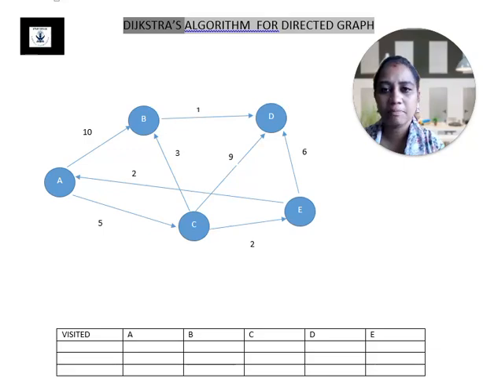Hello everyone, welcome back. Today we are going to discuss Dijkstra's algorithm. We are finding it for a directed graph here. This algorithm is basically used for calculating the shortest path in any given network.